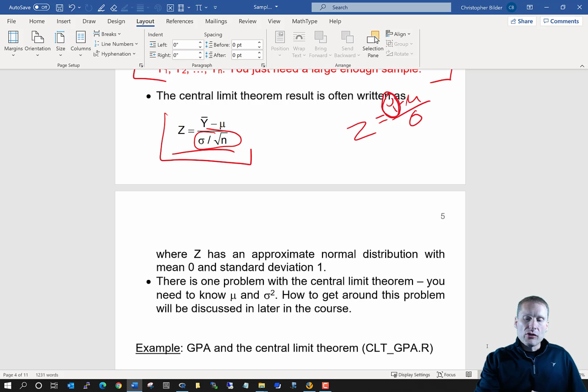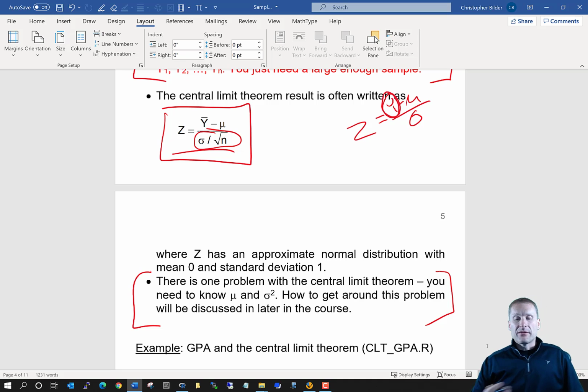We will actually use this format later in the semester so that we can derive some more quantities that are going to be extremely useful for us when we do inference. Now, there is one problem with the central limit theorem: notice you have mu in there, you have sigma in there. When you say y bar has an approximate normal distribution with mean mu and variance sigma squared divided by n, you have these unknown quantities in there. We will talk about how to deal with that later in this course.